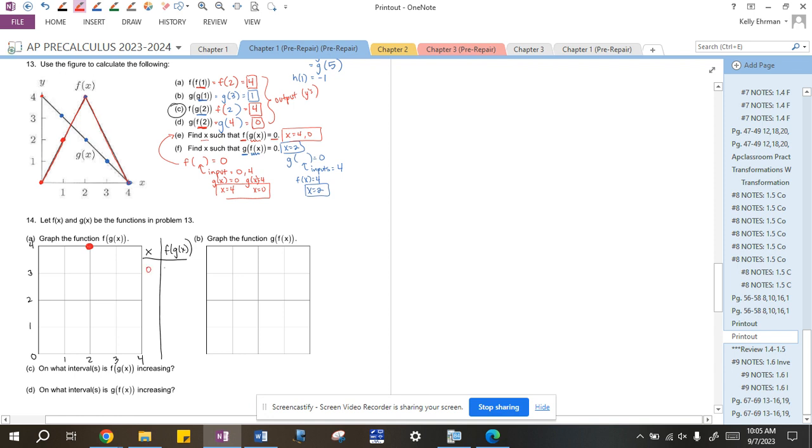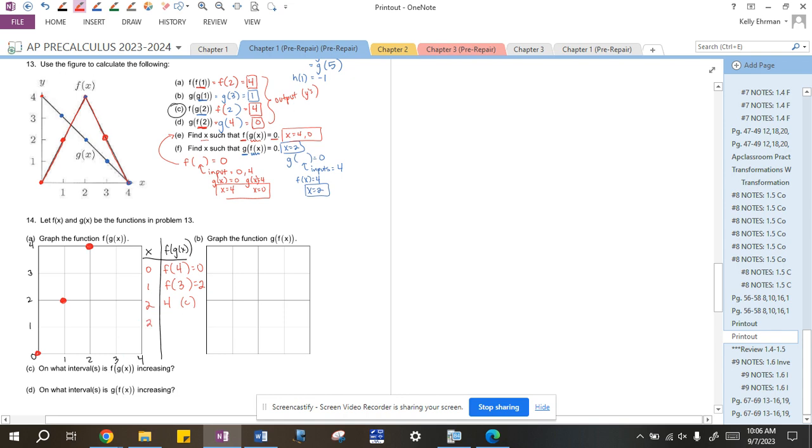So start with 0. F of what? What's g of 0? 4. What's f of 4? 0. So we should have a 0, 0 point. Plug in 1. What's g of 1? G of 1 is 3. What's f of 3? F of 3 is, I'm going to call it 2. We already did 2, 4. I got 2, 4 from part C above.